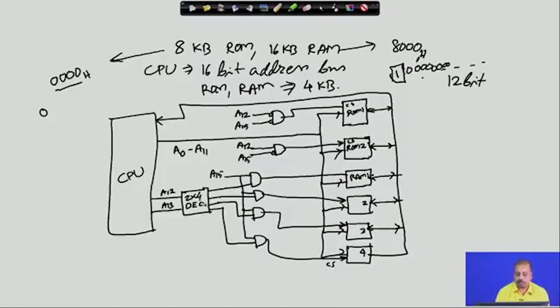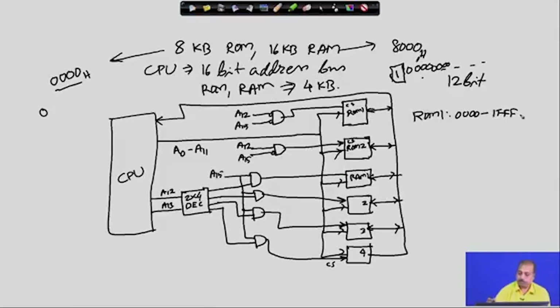So, now you see that this RAM has been put into the address space 8000 onwards and the ROM has been put into the address space 0 onwards. Now, what is the address range for the first ROM? For ROM 1, the address range is basically 0000 to 1FFF. So, this is the address range for the first ROM.